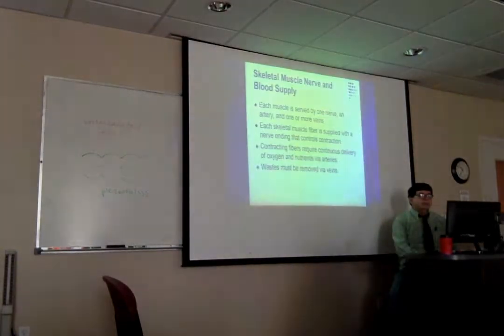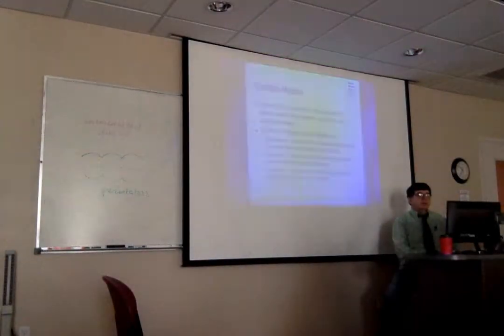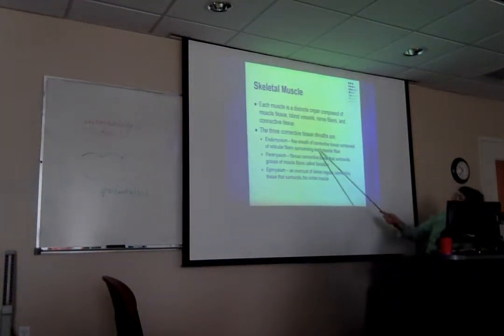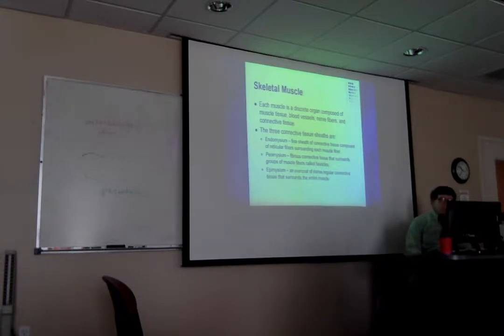So let's go back. The endomysium is the fine sheath of connective tissue. It's made of reticular fibers surrounding each fiber. Perimysium is connective tissue that surrounds a group of muscle fibers called fascicles. And epimysium is dense regular connective tissue that surrounds the entire muscle. And again, beyond the muscle, it becomes the tendon.